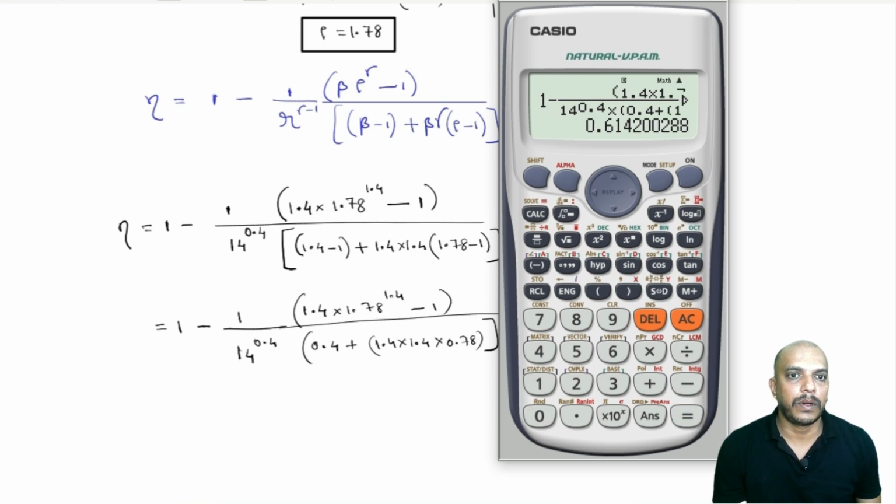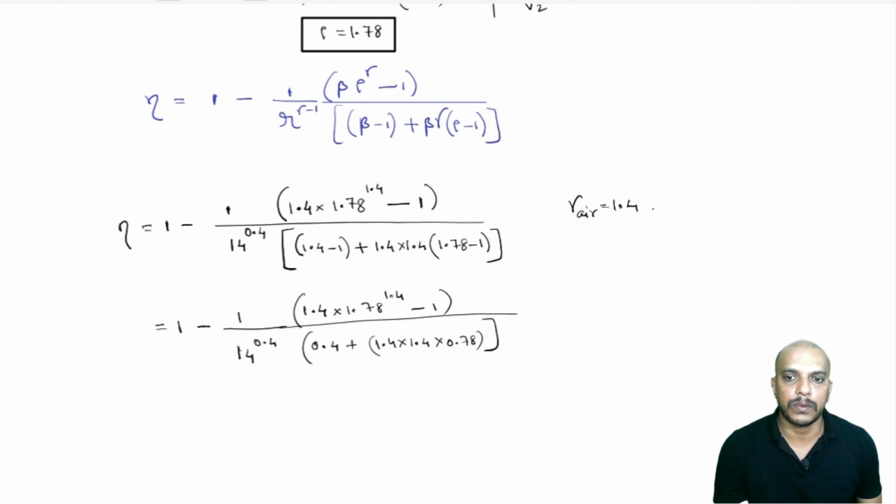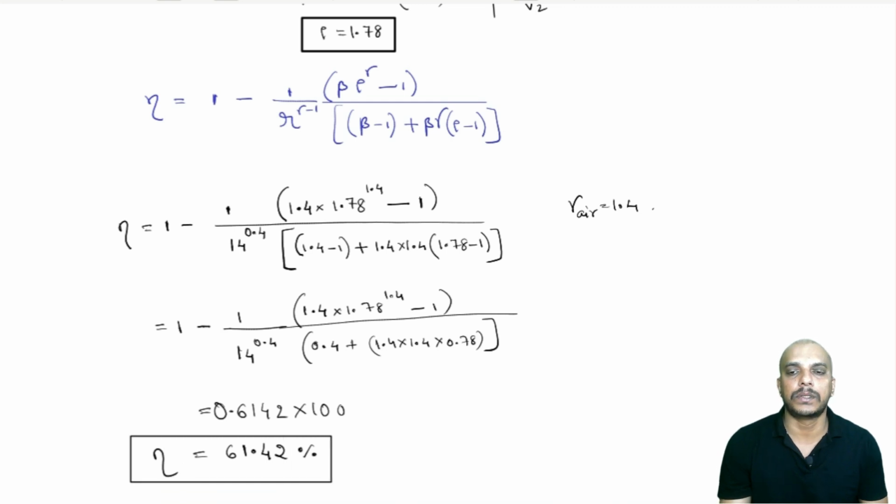So, that is 0.6142, which has to be multiplied by 100 to keep it in percentage. So, the efficiency of this engine is 61.42%. The efficiency of this engine, working on the dual cycle with the given cutoff ratio, explosion ratio and compression ratio, comes out to be 61.42%. Okay. Thank you.